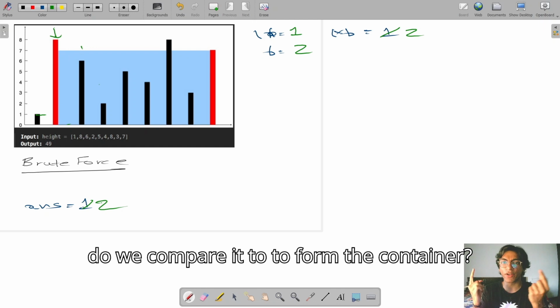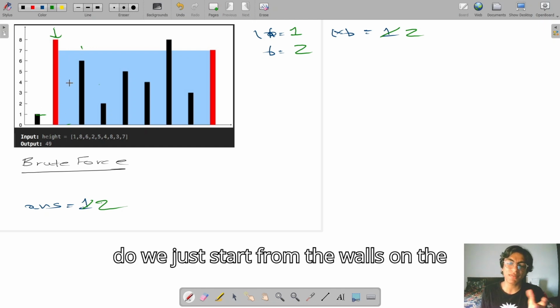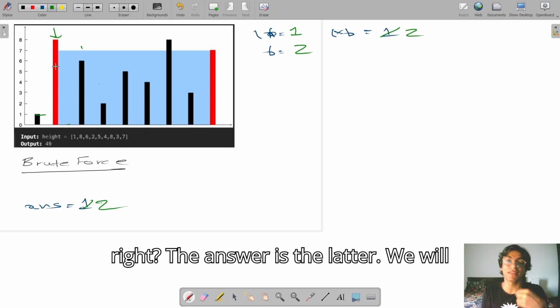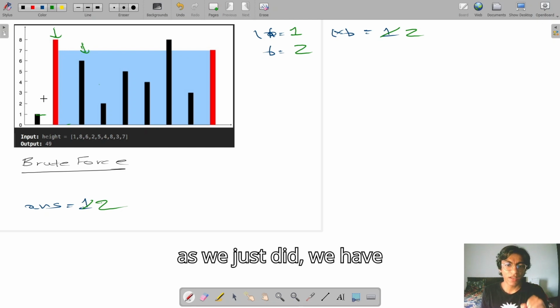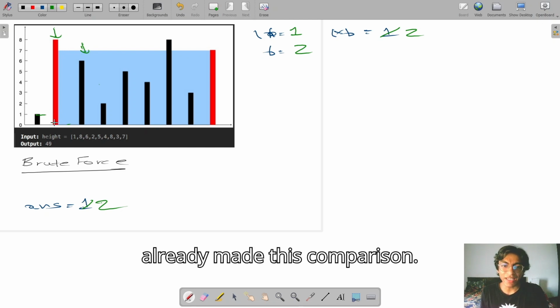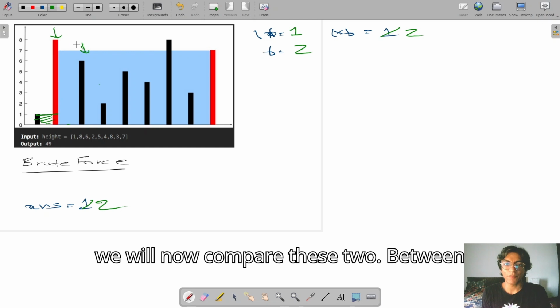Which wall do we compare it to form the container? Do we do it with the left wall first, or do we just start from the walls on the right? The answer is the latter. We will start from the walls on the right because, as we just did, we have already made this comparison. We don't need to do it again, right? So we will now compare these two.